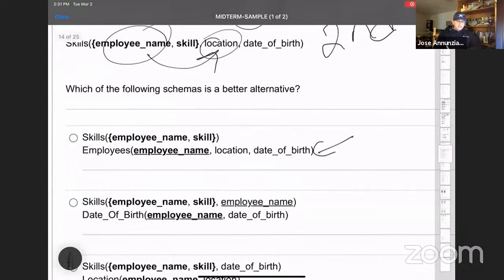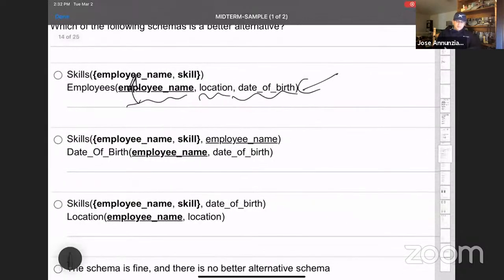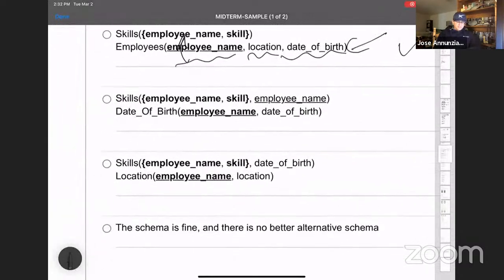We split the employee into a separate table so that we can have the information about the employee: employee name, their location, the date of birth, everything that has to do with the employee is there, right? And then we have just a reference between the employee name and the skill, okay? So it's the same thing as before. We're going to go with the first option.